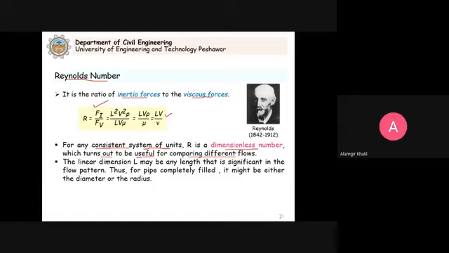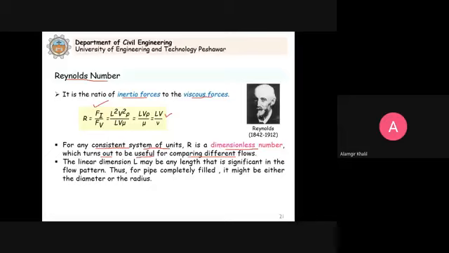Clear? We do not worry about what the situation will be if we have the SI system or the British gravitational system. That is the advantage of these dimensionless numbers: they are independent of the system of units. We can use them in any system of units.